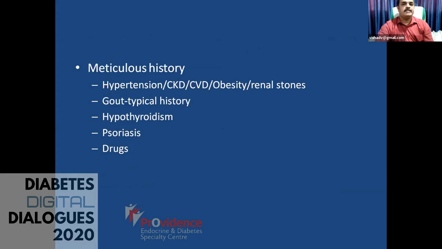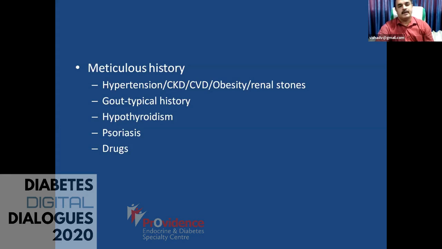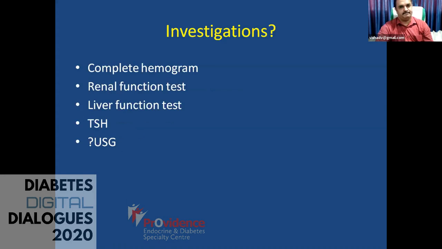So at this point, we need to take a meticulous history. The history should address any suggestion of hypertension, kidney disease, cardiovascular disease, obesity, renal stones. A typical history of gout should be asked for, and the presence of hypothyroidism. One should look for psoriasis, even if it is not very evident or the patient doesn't give a history. Look for psoriasis in the hidden areas, such as behind the ear or in the scalp, and also take a proper drug history to ensure that the patient is not on any drugs which increase uric acid.